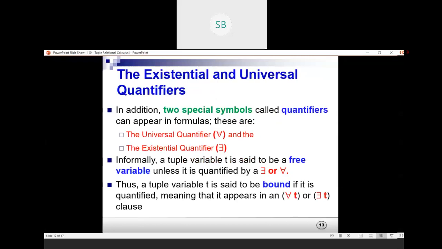But if we have an expression where either of these two symbols has been used, then the variable is called bound. So it can be used like this. We have an example here.